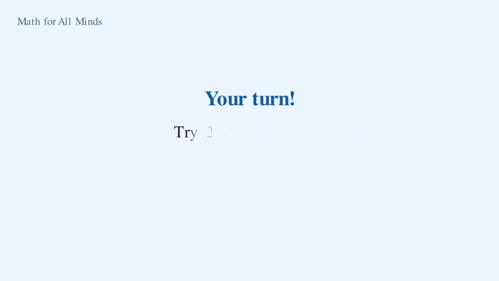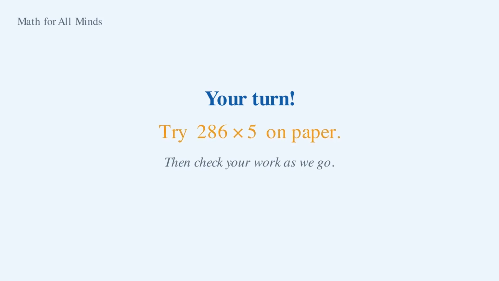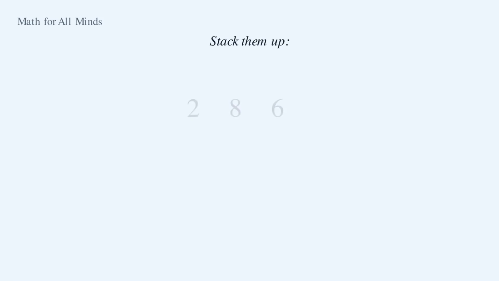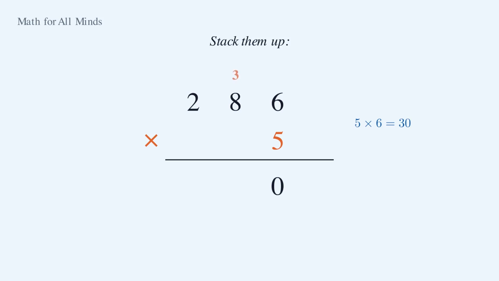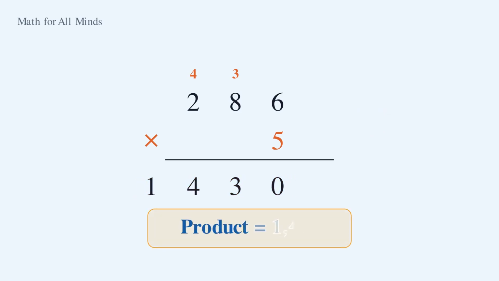Your turn. Pause the video and try 286 times 5 on paper. Then check your work as we go. Stack them up. 5 times 6 is 30, write 0, carry 3. Then 5 times 8 is 40, plus the 3 we carried makes 43, write 3, carry 4. Then 5 times 2 is 10, plus the 4 we carried makes 14, write all of 14. The product is 1,430.